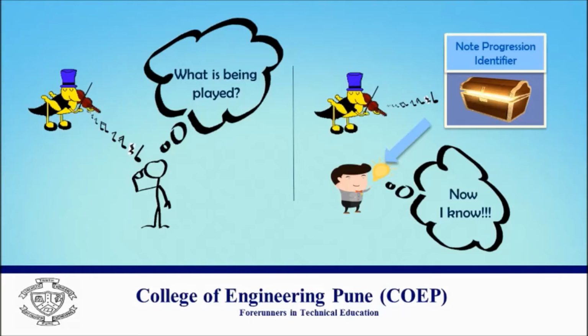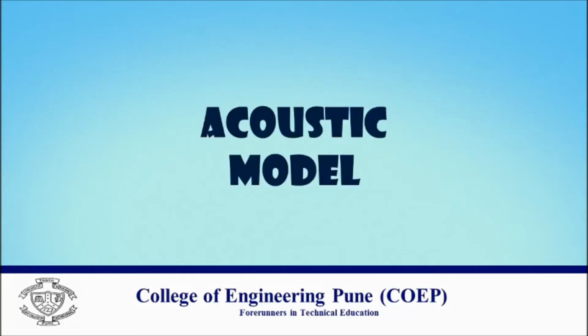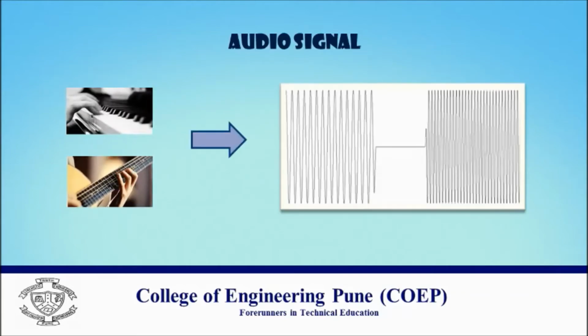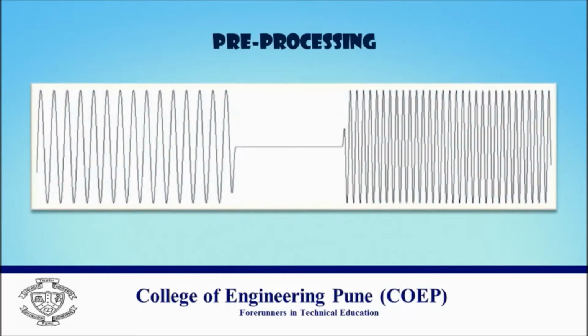Let's start with the acoustic model. When a musical instrument is played, it produces a series of notes. Each note has an associated frequency, also called the pitch frequency. Calculating this pitch frequency is the objective of the acoustic model. The figure shows a simplified version of an audio signal. It consists of different frequencies corresponding to different musical notes. The flat portion that we see is obtained when nothing is being played.